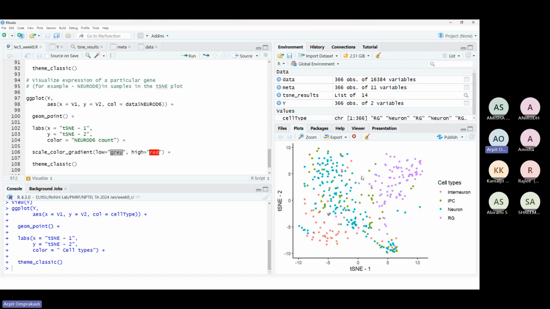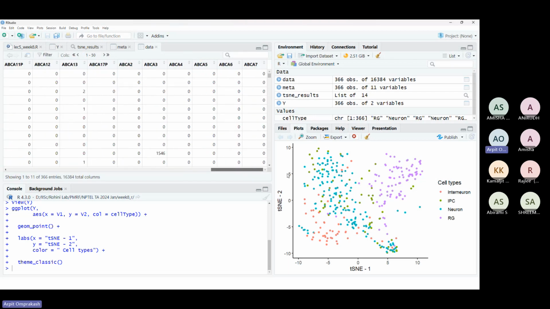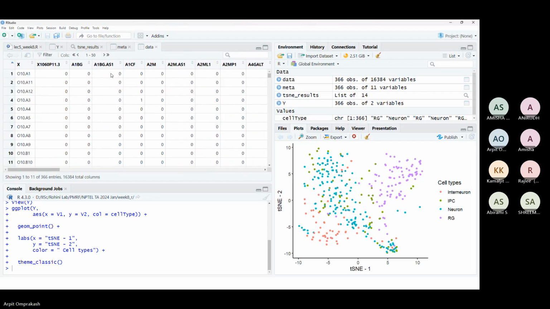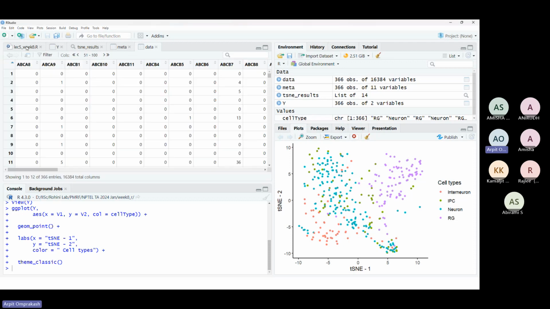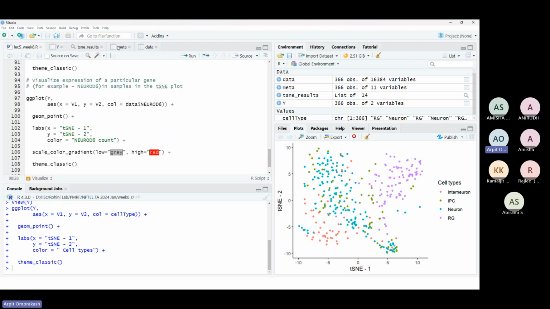What we can do also is color the data according to the expression of a certain gene. So how to do that? Again, we'll use ggplot with aesthetics x equal to V1, y equal to V2, because we're plotting on the lower dimensions, the 2 dimensions that we lowered it to. Color is basically data$NeuroD6. It has a lot of columns. NeuroD6 is one of the columns of the data, which has numerical values for each of the samples. So we'll use that to color.